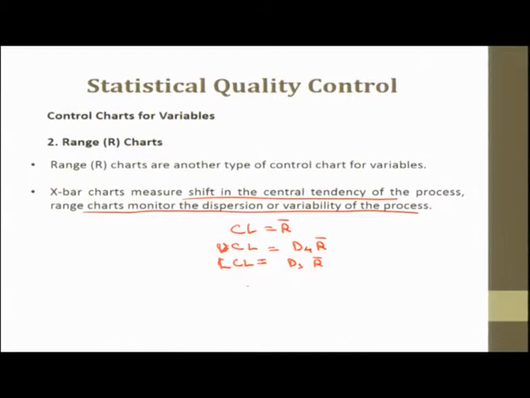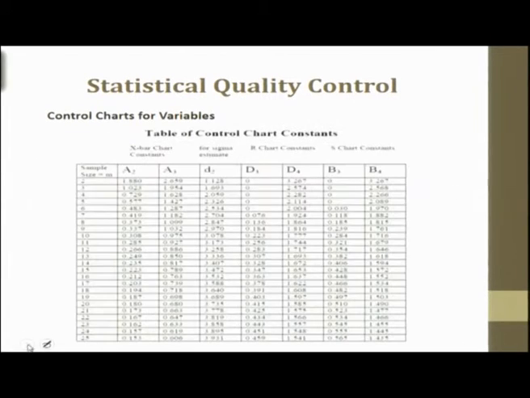So, what are these D3 and D4? These are the values which are obtained from the table of control charts. In the table of control charts, I have also put it here. So, this is the value of D3 and D4 for the R chart. These are the R chart constants. This is for the sigma estimate. I will just let you know what this is.